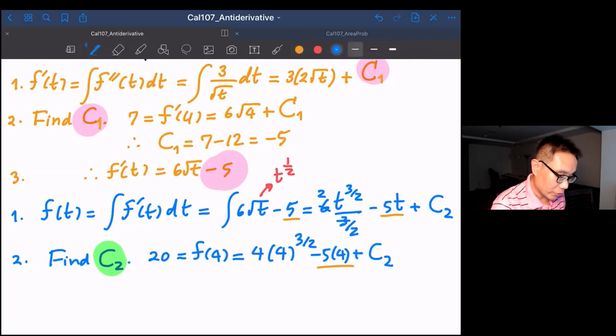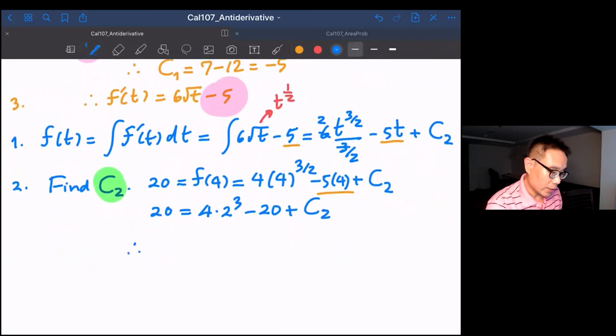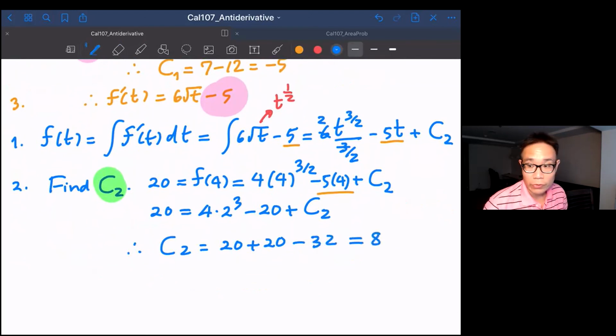So it's going to be 20 equal to 4 times 4 thirds, like this one. So it's going to be 4, and this one will be square root, so it's going to be 2 cubed minus 20 plus C2. Okay, so you would get C2 equal to 20 plus 20 minus 32. So it's going to be equal to 8.